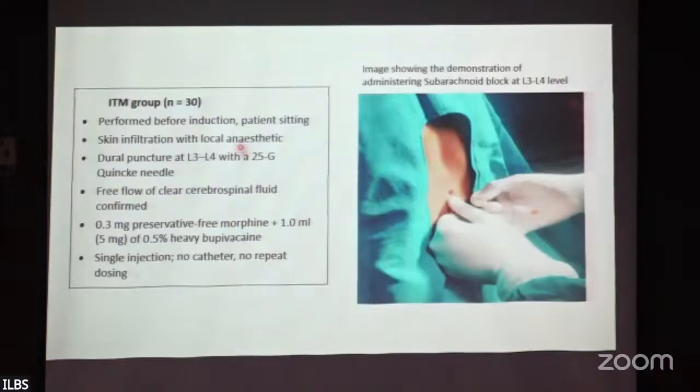Coming to the comparator arm, which is the intrathecal morphine group, it was performed before induction of general anesthesia with the patient in sitting position. Skin was infiltrated with local anesthetic and dural puncture was done at the L3-L4 space with a 25 gauge Quincke's needle. After a free flow of cerebrospinal fluid, about 1 ml of 0.5% heavy bupivacaine and 300 micrograms of preservative-free morphine was administered. Here, no catheter was placed. This is the image showing the technique of administration of intrathecal morphine.